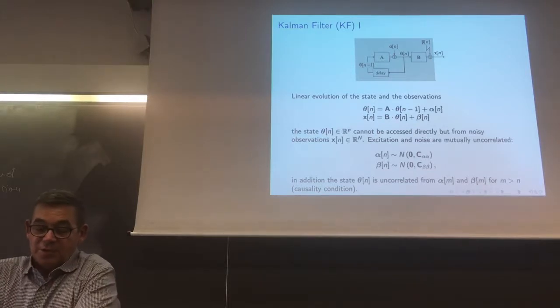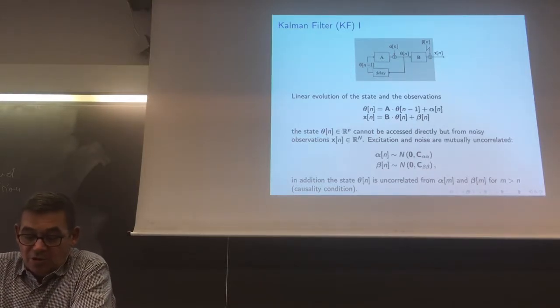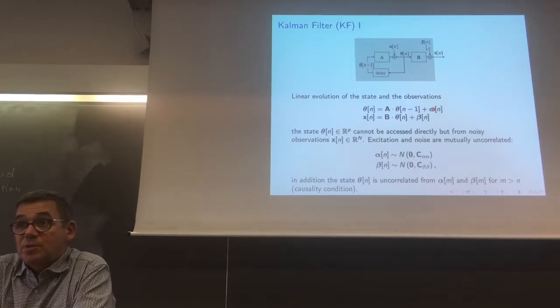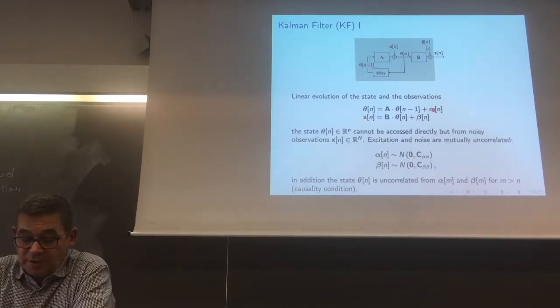So what are the assumptions for the Kalman filter? I have a set of p parameters, and I know A, which is the evolution of the state. I don't know alpha, but I know only statistically alpha. I assume that alpha, which is the excitation of the dynamic evolution of the state, has zero mean and is characterized by a certain covariance, C alpha alpha.